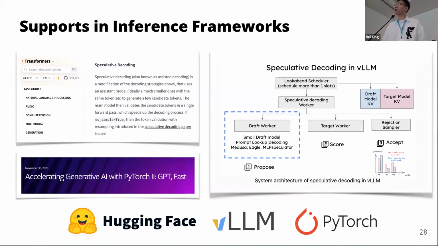And we are also very excited to see that speculative decoding has been supported in multiple inference frameworks like Hugging Face Transformers, PyTorch, and vLLM. In these inference frameworks, we can experience the speedup of speculative decoding within a few command lines.